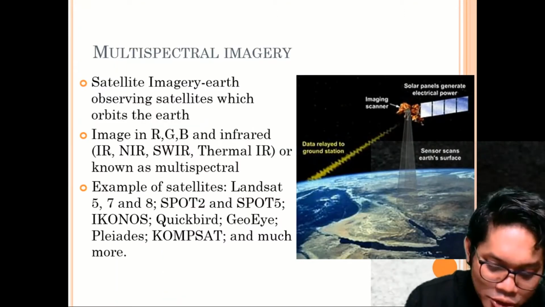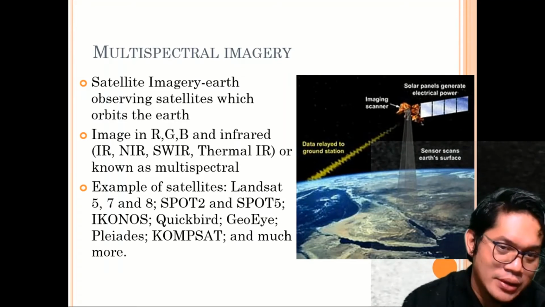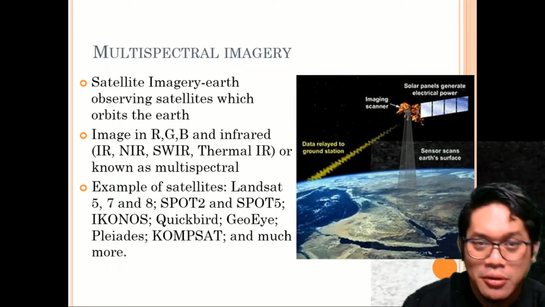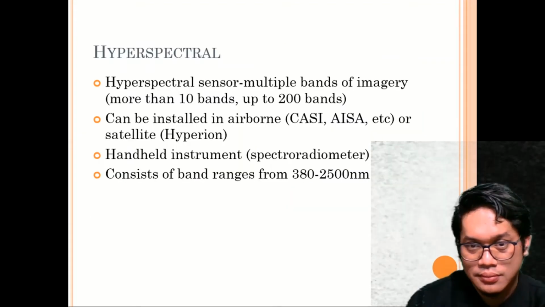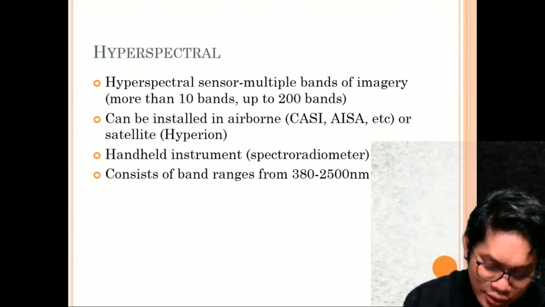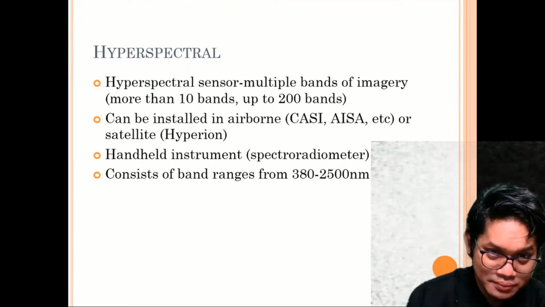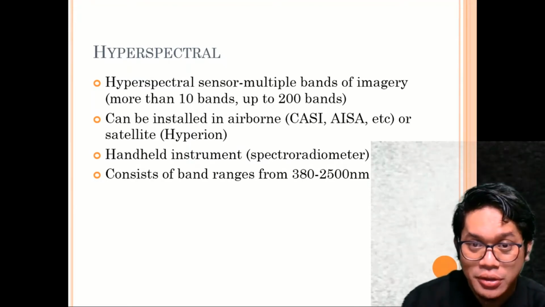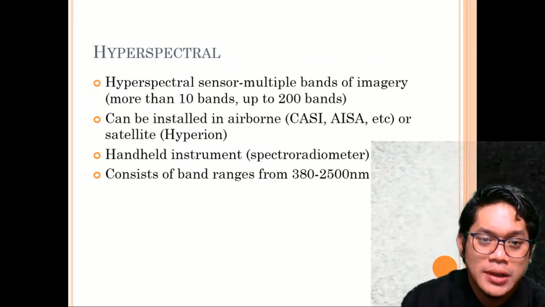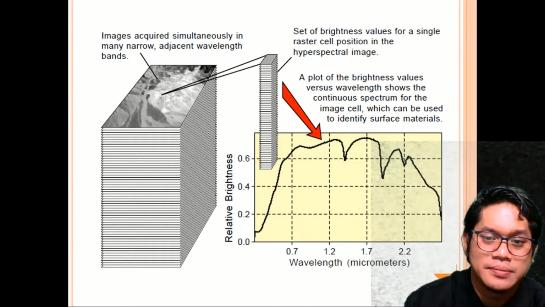Or the most popular one will be the multispectral imagery from the satellites. So examples: Landsat, Spot, QuickBird, and many more. And there are also the hyperspectral data information system, which is more than the multispectral, usually installed in the airborne, or it could be the handheld instruments, and it can go up to 400 bands.